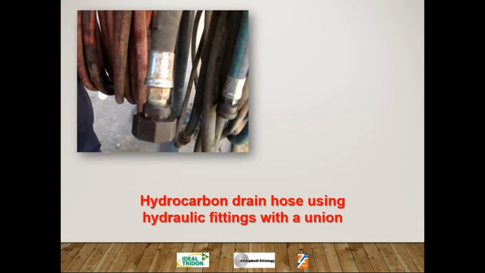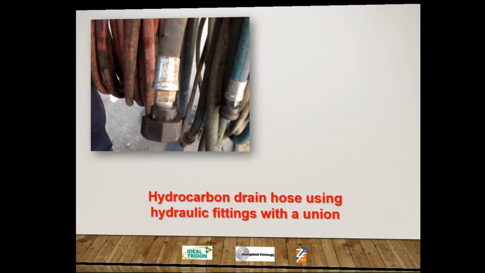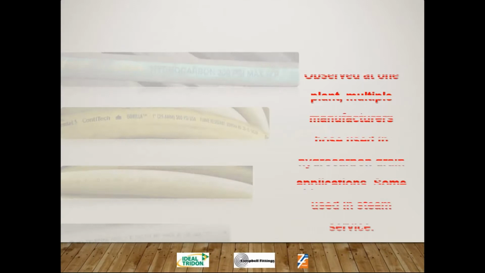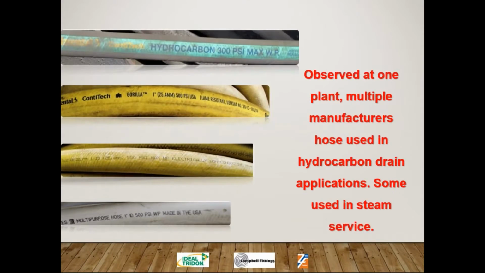This is a hydrocarbon drain hose that was using a hydraulic fitting with a union. So again, not the best hookup here. And this was plant specific. This was one plant that had 4 different hoses in a hydrocarbon drain application.